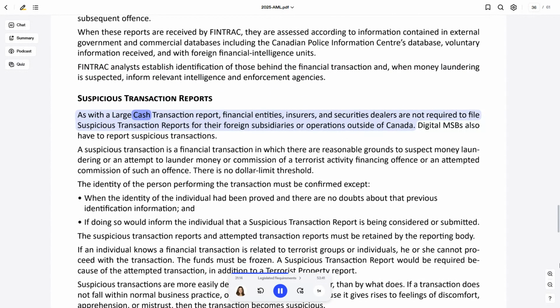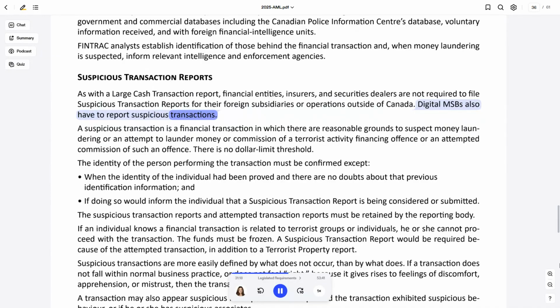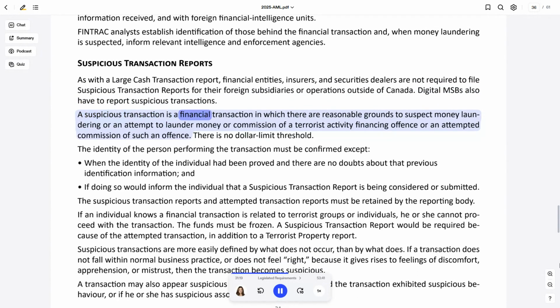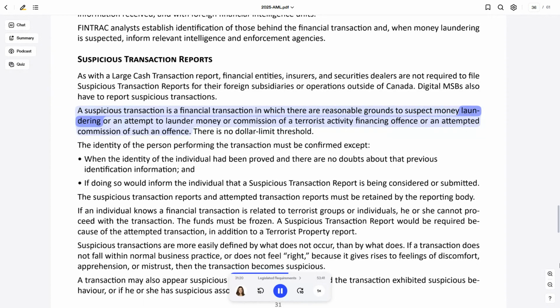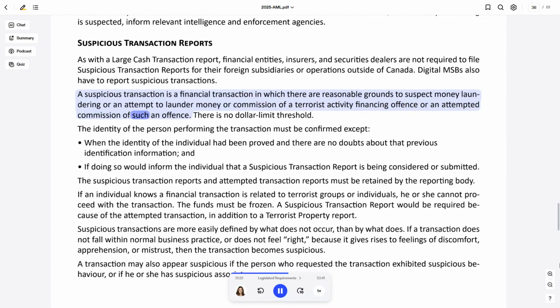Suspicious transaction reports. As with a large cash transaction report, financial entities, insurers, and securities dealers are not required to file suspicious transaction reports for their foreign subsidiaries or operations outside of Canada. Digital MSBs also have to report suspicious transactions. A suspicious transaction is a financial transaction in which there are reasonable grounds to suspect money laundering, or an attempt to launder money, or commission of a terrorist activity financing offense, or an attempted commission of such an offense. There is no dollar limit threshold.